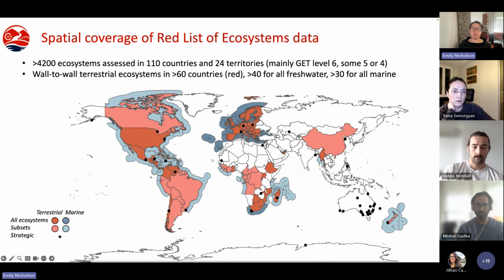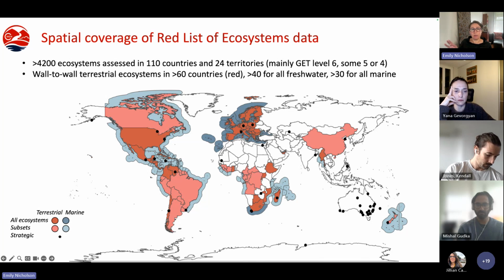So where are data available for national reporting for the Red List of Ecosystems? Over 60 countries have all the terrestrial ecosystems assessed, with subsets of terrestrial ecosystems, for example forests in the example I just showed before, available in a further approximately 30 countries. On the slide there, I've listed those for freshwater and marine ecosystems as well. We also have other countries that are underway or starting, such as Malaysia and Namibia.